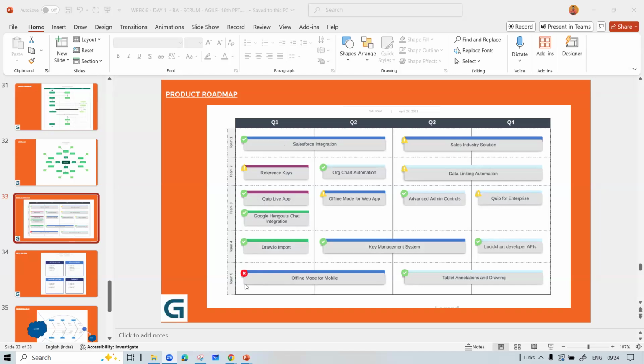And likewise, team 5 will see some integration part for offline mode for mobile, could be a mobile app. But this is not just confined to quarter one; it can also overlap and go beyond quarter one, to be completed before Q2. What all the activities are there?